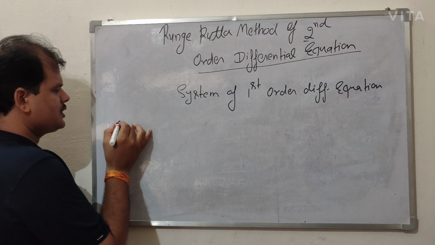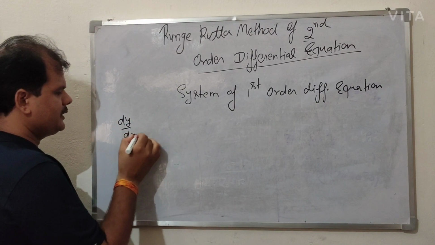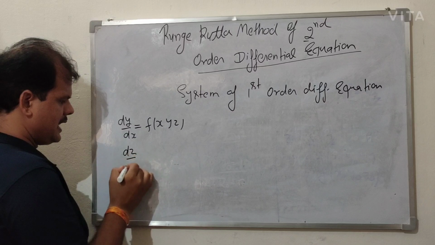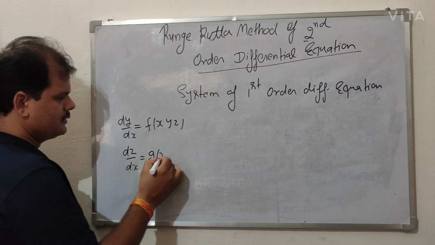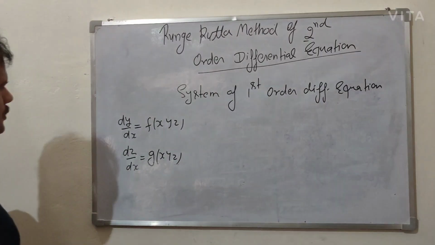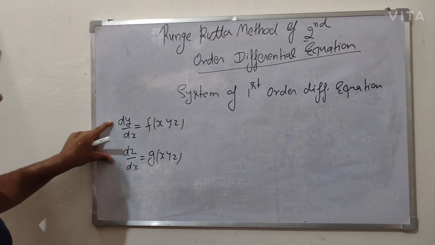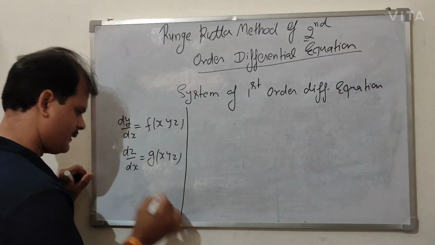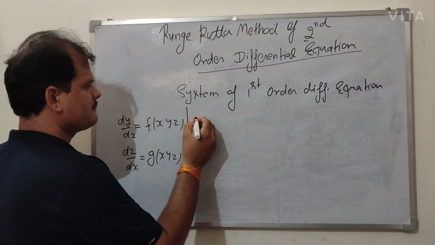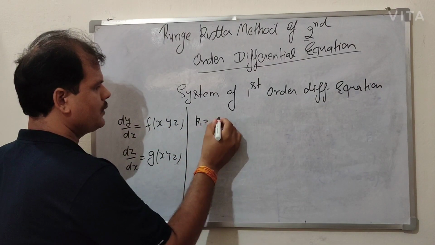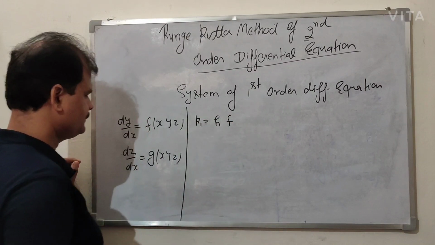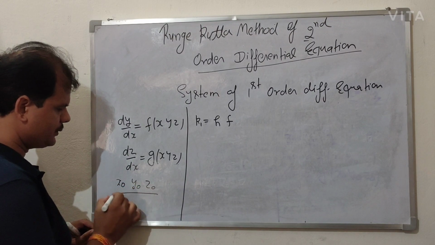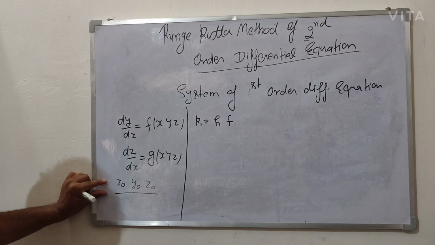Let us have the system of first order differential equations dy by dx equal to f of x, y, z and dz by dx equal to g of x, y, z. So this is your given system. Then we will find k1, and we need the initial conditions x0, y0 and z0.